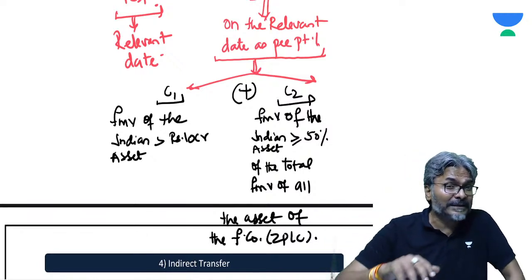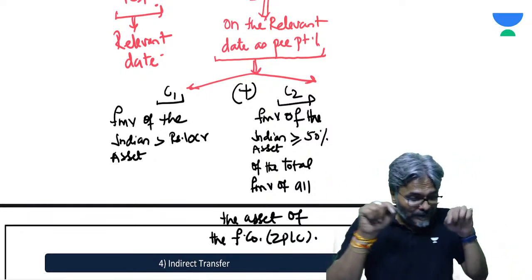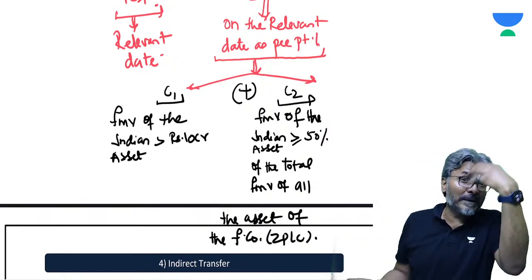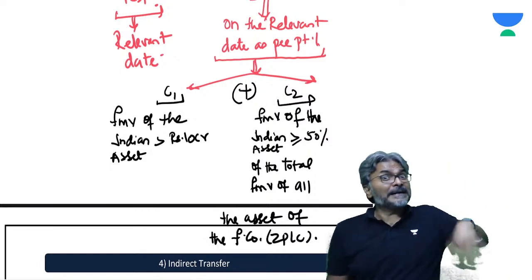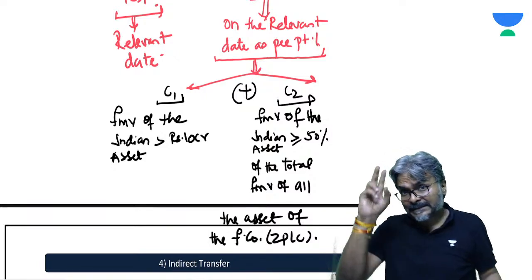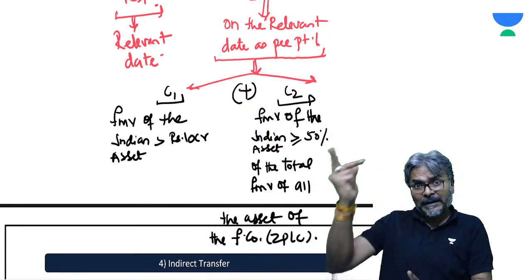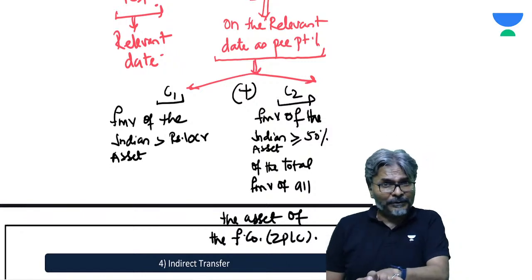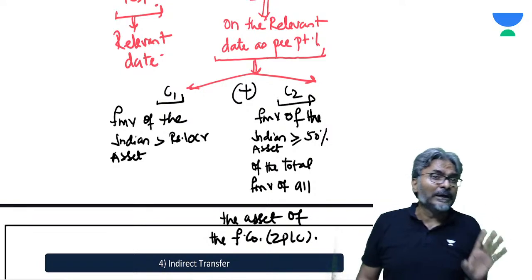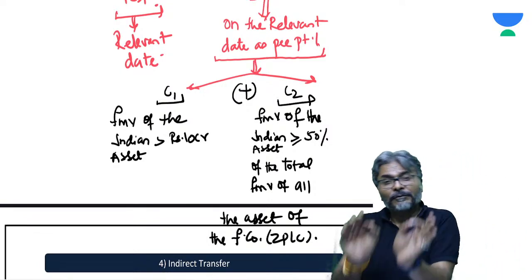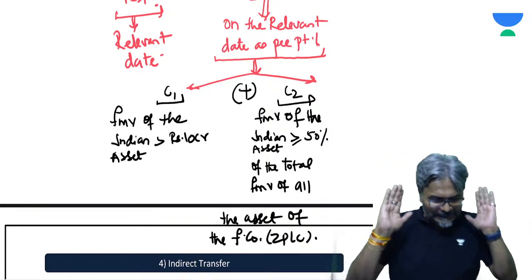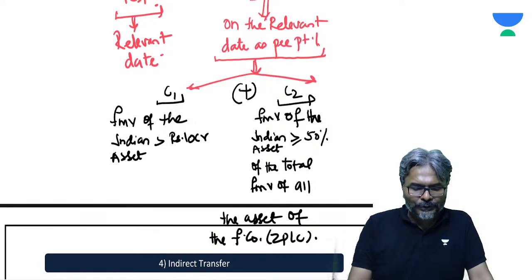So the first condition is an absolute value condition, wherein the fair market value of the Indian investment held by ZPLC is more than rupees 10 crores. And the second condition is a relative condition. Relative means the fair market value of the investment in that Indian asset should be at least 50% of the total fair market value of all the assets of that particular foreign company, which is ZPLC in my example. Is that clear to all of you? And this is what you need to test.